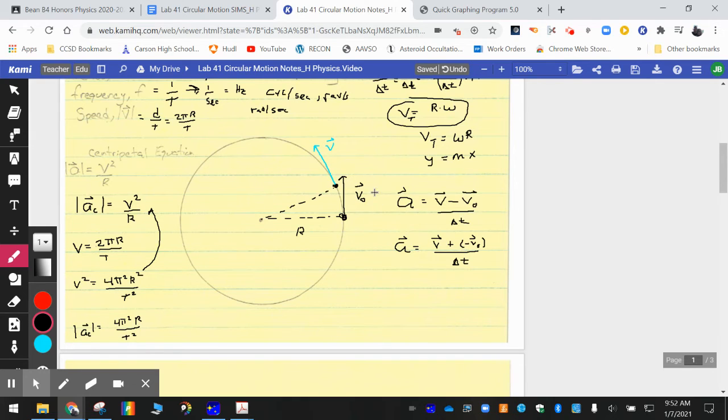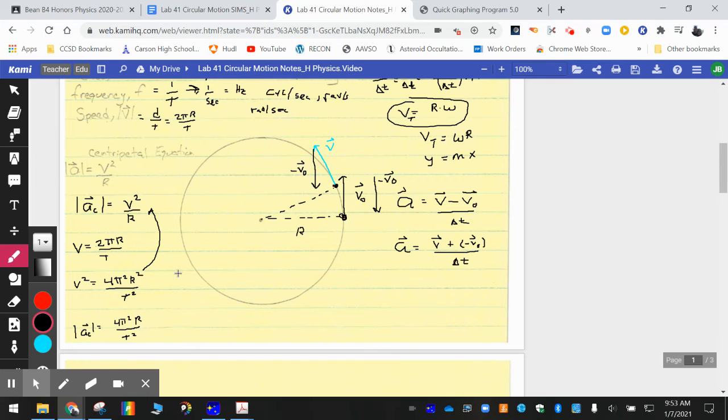So here's V0. Would negative V0 be like this? Negative V0 is just the opposite direction. When we add vectors, we use the head-to-tail method. Here is vector V, here is V0. I'm going to take the head of this and add it to the tail of this, so I slide this over to here, and I get a vector that looks like this. So this is minus V0.